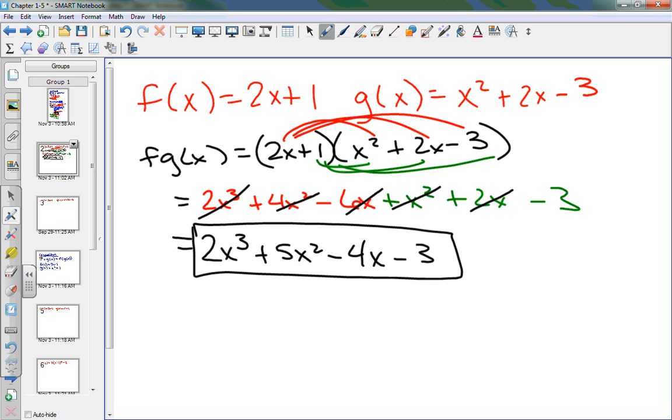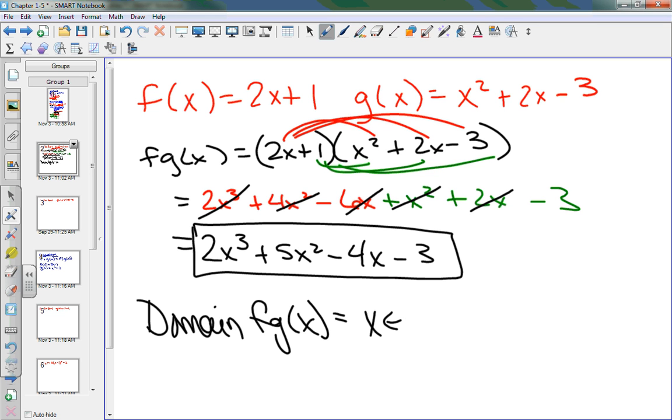Do you see what I see? What's my domain? Why is x now all real numbers? Why is there no restriction? There's no fraction and no even root. I'm going to continue to ask that until it's so embedded in your brain that you have no choice but to remember whenever I say on the test, what is the domain?